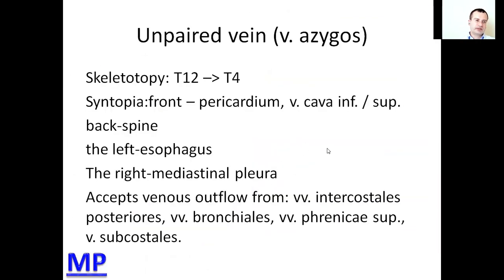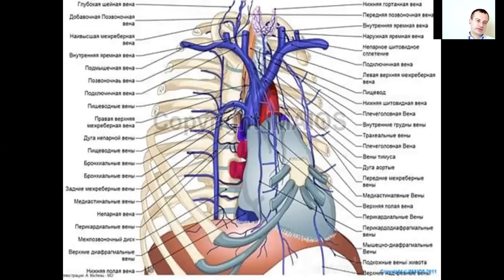The unpaired vein. Skeletopy: from thoracic 12 to thoracic 4. Syntopy: in front, pericardium, vena cava inferior and superior; back, spine; left, esophagus; right, mediastinal pleura. It accepts venous outflow from the venae intercostales posteriores, venae bronchiales, and the vena intercostalis superior.